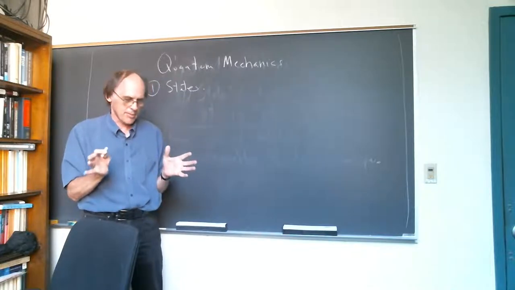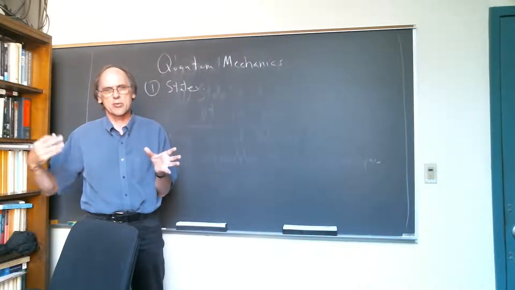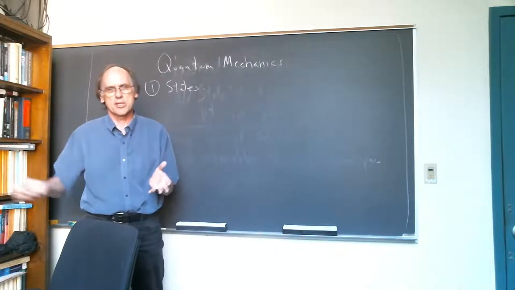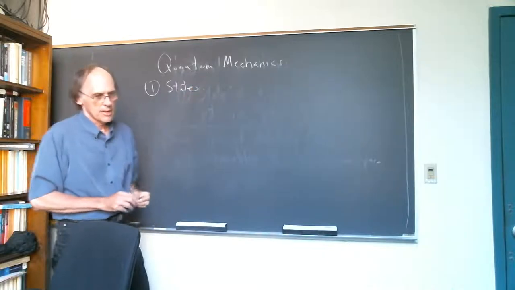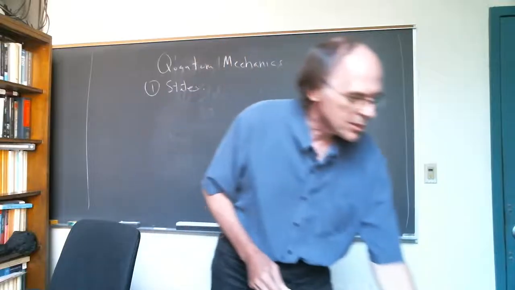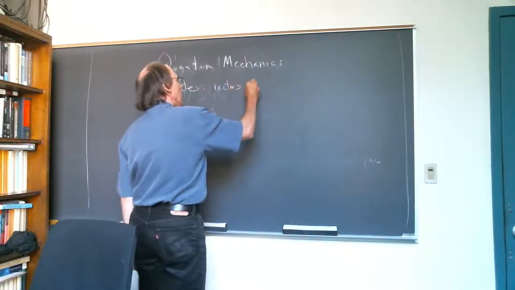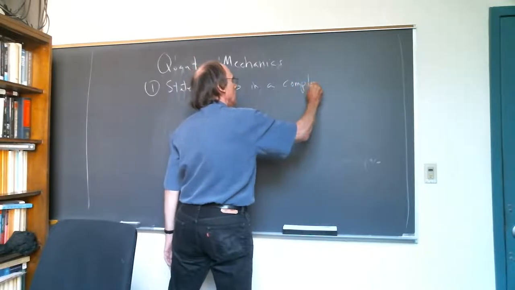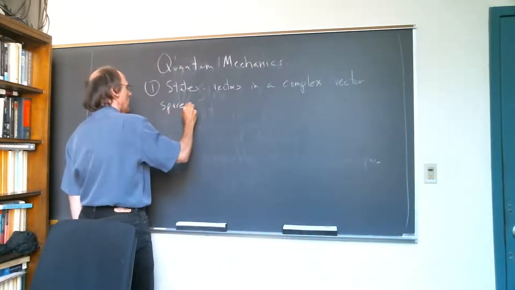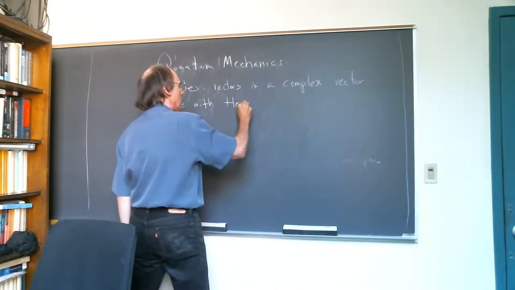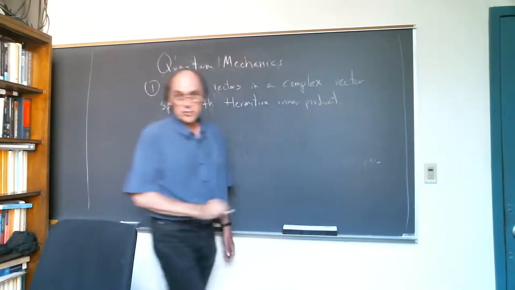Again, a state is going to be something that characterizes your system completely at a given time, and then you've got some kind of rule of dynamics, an equation which tells you, once you know the state at a given time, what it does for all later times. But the thing that characterizes the state at a given time is a vector. States are vectors in a complex vector space with Hermitian inner product. Let me say what all these words mean.